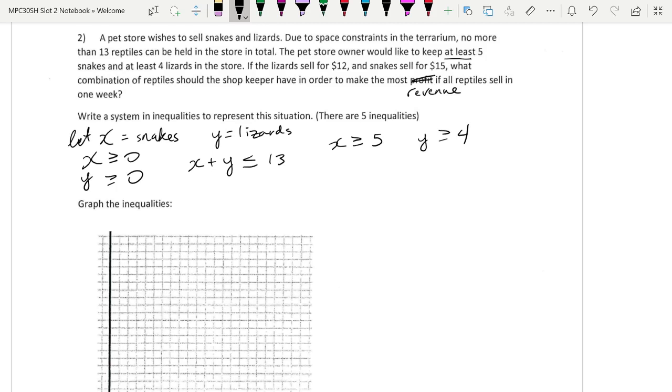Question? Why do you need the greater than 0 if you have the greater than 5 and greater than 4? That's a good point. Obviously, in this case, this equation here kind of overrides that one. But it is still important when you're setting up your problem to make sure you understand all of the parameters. You're right, though. When it comes to actually graphing it, those 0 equations aren't going to matter. All right, I think I'm ready to start graphing.